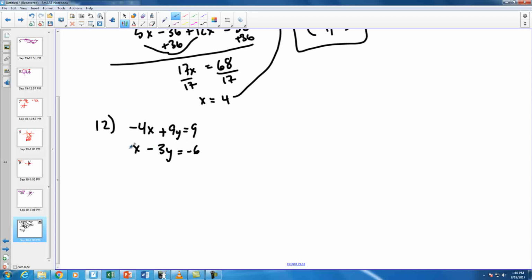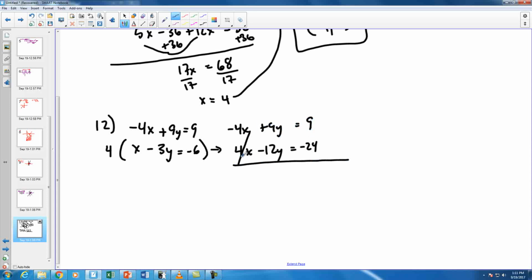But if I times the bottom equation by 4 or 3, either one, I could get rid of the 9, or I could get rid of the y's, or I could get rid of the x's. I chose x's just because that's what I picked. I'm going to have 4x minus 12y equals negative 24. And the first equation I'm leaving alone. Negative 4x plus 9y equals 9. When I combine my like terms, the x's cancel. I get negative 3y equals negative 15. So y would equal 5.